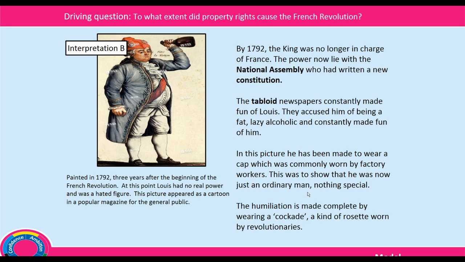The tabloid newspapers constantly made fun of Louis. They accused him of being a fat, lazy alcoholic. In this picture, he'd been made to wear a cap, which was commonly worn by factory workers. This was to show that he was now just an ordinary man, nothing special. The humiliation is made complete by wearing a cockade, a kind of rosette worn by revolutionaries.